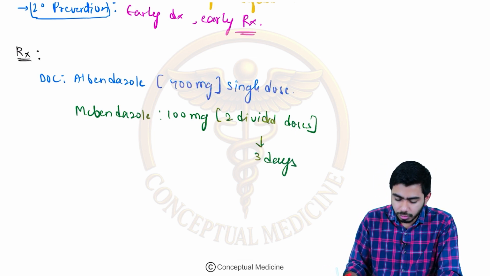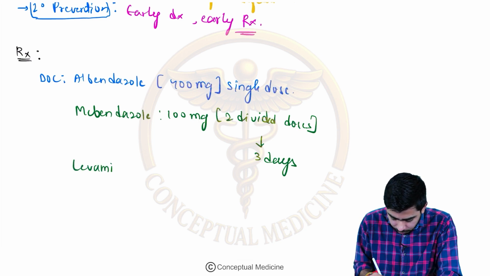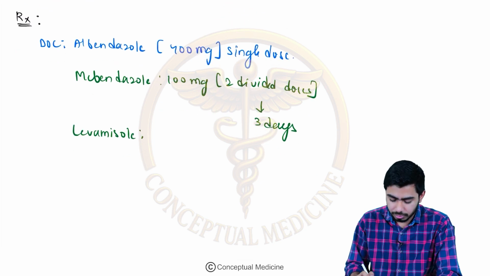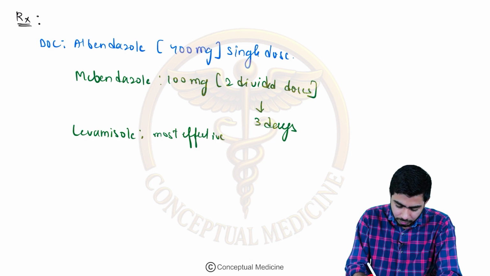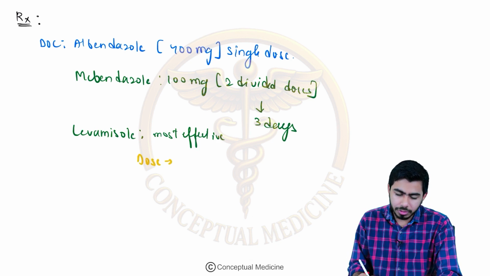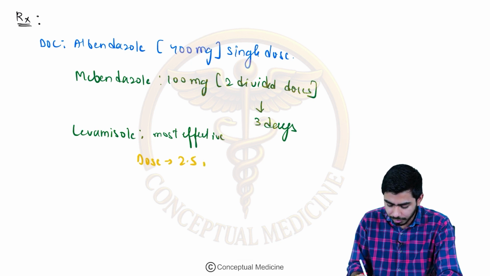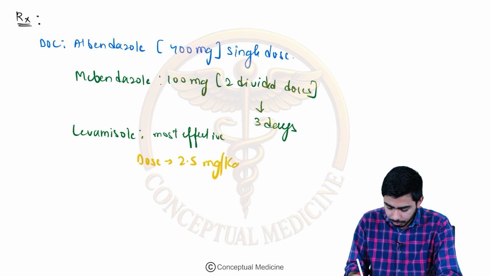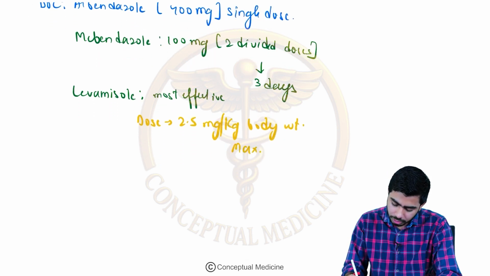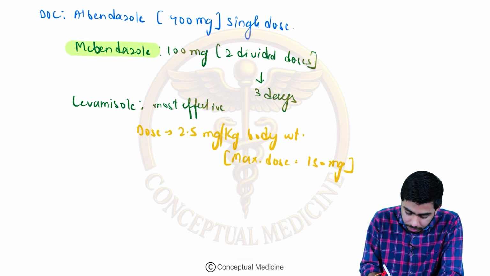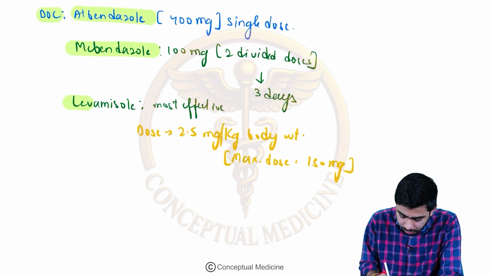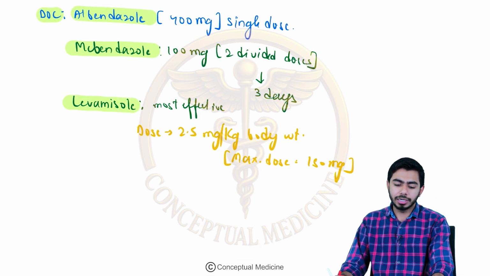Then we shall be giving the levamisole as well. This is the most effective treatment, guys. Okay, and what would be the dose over here? The dose would be 2.5 mg per kg body weight. According to the body weight, we are giving it 2.5 mg per kg, and the maximum dose which shall be given will be 150 mg. Okay, so we are having mebendazole, we are having the albendazole, very important, this is the drug of choice, and we shall be having the levamisole as well as far as treatment modality is concerned, right?